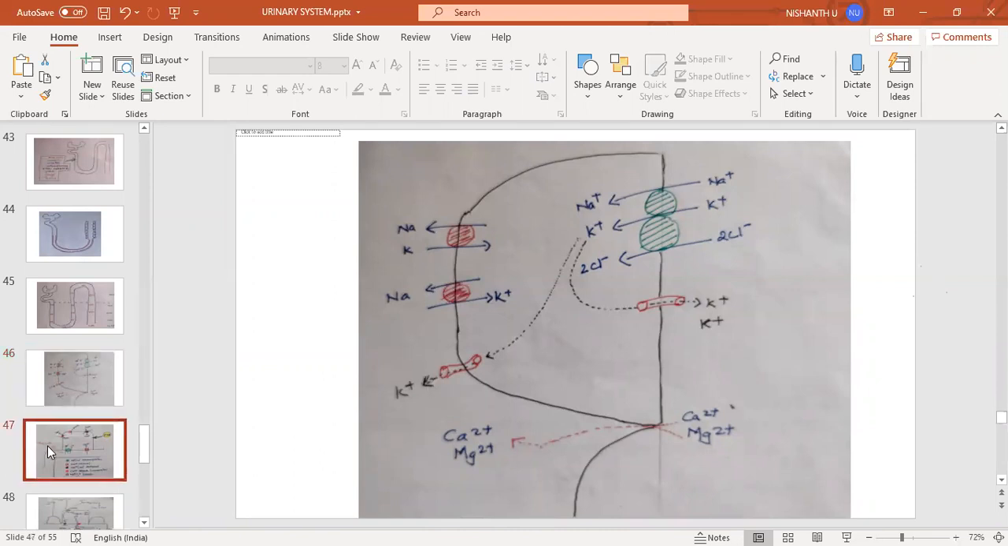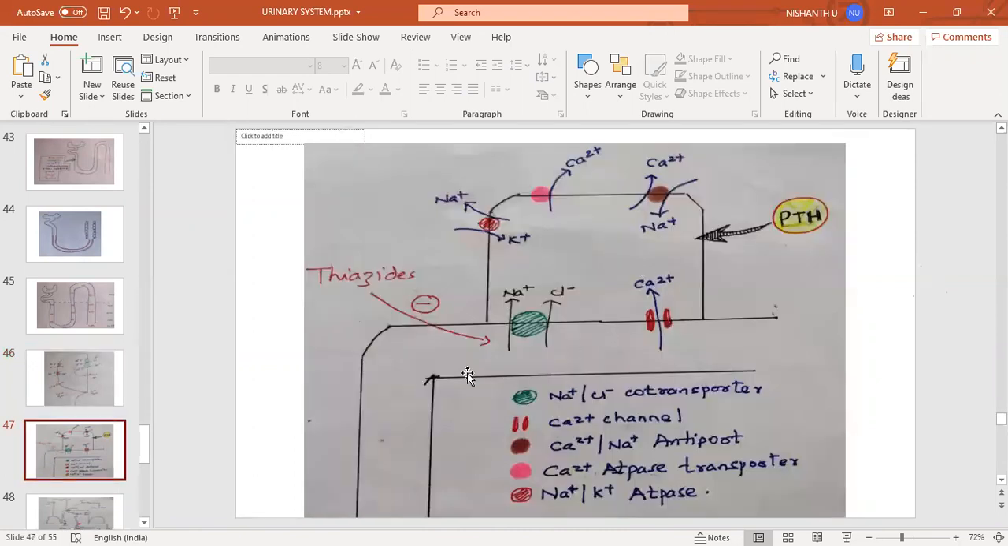So next, this is the distal convoluted tubule. Remember, early distal convoluted tubule. I am discussing the distal convoluted tubule in two parts: early distal convoluted tubule and late distal convoluted tubule. This is the early distal convoluted tubule. Why am I discussing the distal convoluted tubule in two parts? You try to understand very carefully. Now, first, this is the early distal convoluted tubule.